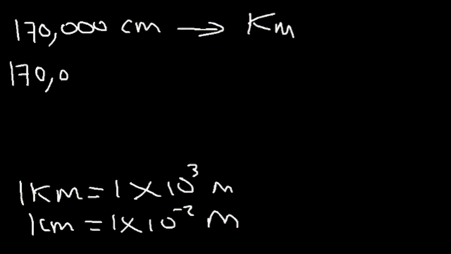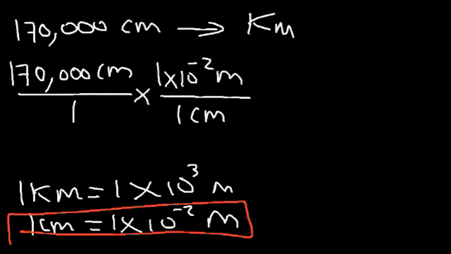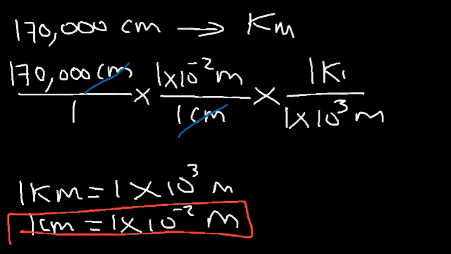These are the two conversion factors that we need. So let's start with 170,000 centimeters over 1. Let's convert it to meters first. So the unit centimeters has to go on the bottom, and therefore the unit meters has to go on top, using this conversion factor. So the unit centimeters will cancel, and in the next step we can convert meters into kilometers. So we got to put meters on the bottom and kilometers on top so that these units will cancel. At this point we could do the math.